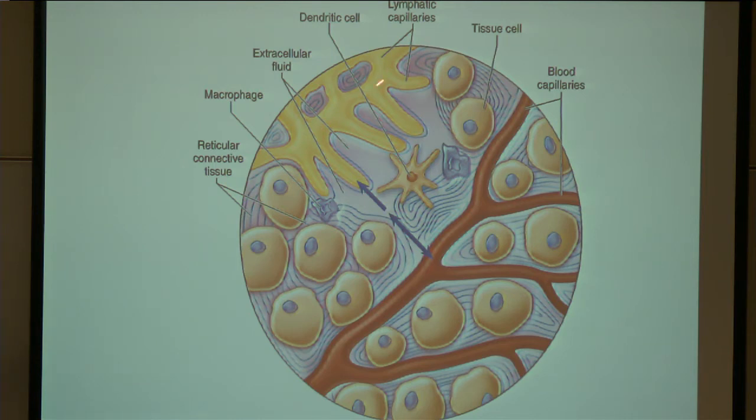Here we see lymphatic capillary. With the lymphatic capillary, they're unidirectional passageways. These lymph vessels are unidirectional. That means substances travel one direction only. Here we see materials can go into the lymphatic system, into the lymphatic capillary, into the vessel, but not out within a tissue space. That's important to note.